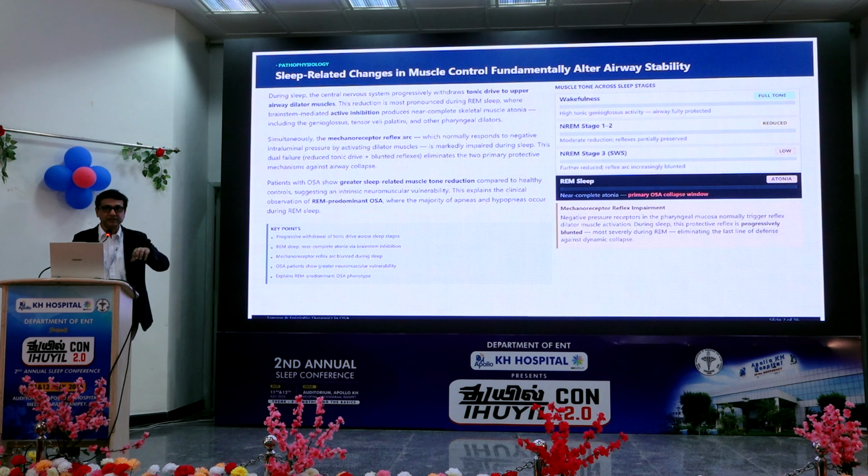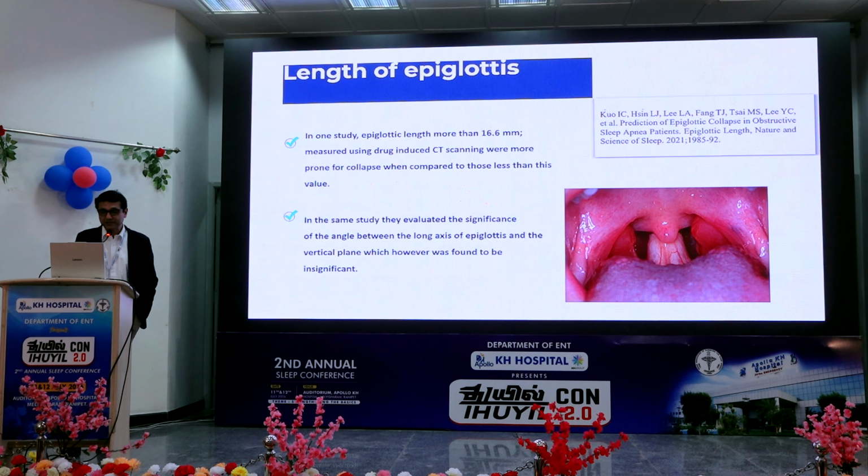These are the shapes of the epiglottis. Type 1 is omega shape, type 2 is the normal concave, and type 3 is flat. This is a primary collapse. This is an example of primary collapse with a hyperlax epiglottis, otherwise called the floppy epiglottis. This is the secondary collapse, book-shaped epiglottis collapse. As for the length of the epiglottis, in one literature, a length of more than 16.6 mm is more prone to develop primary epiglottis collapse. But I think it is not significant. It is only one literature, and I don't know whether it's really relevant or not.